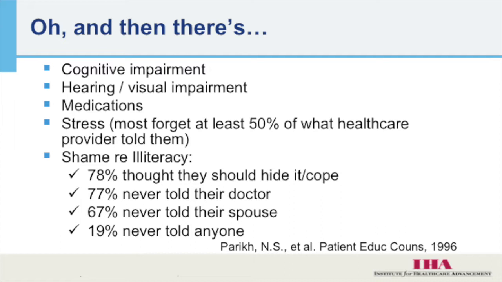And then shame, this Nina Parikh study. Shame and illiteracy or limited literacy: 78% thought they should hide it or just cope with it. 77% never told their doctors. 67% never told their spouse. 2 out of 3 people who were essentially functionally illiterate never told their spouse. And 19% just never told anybody at all. That's shame. That's the motivating power of shame.